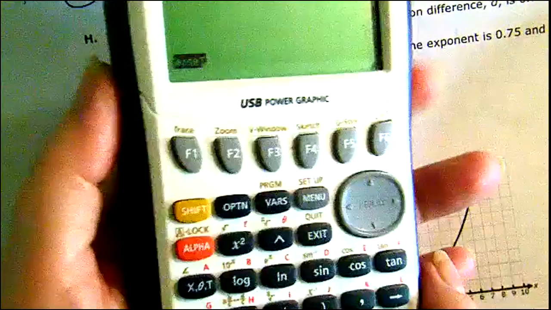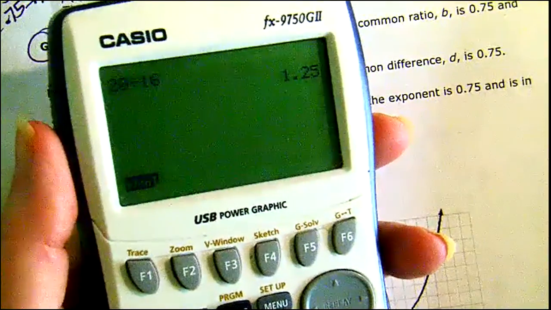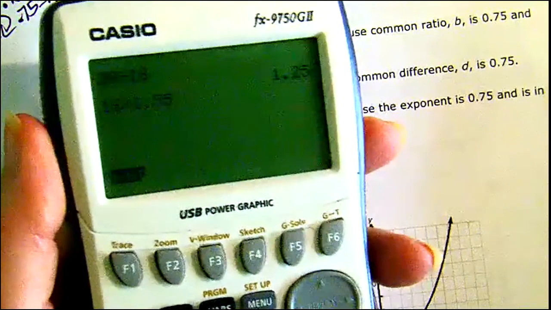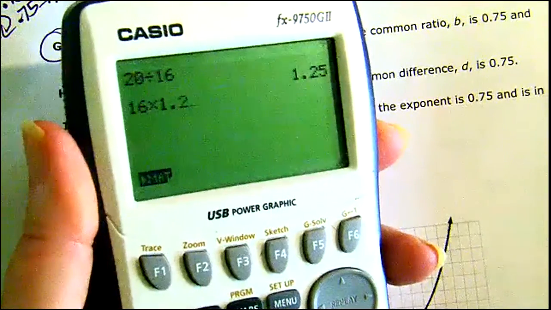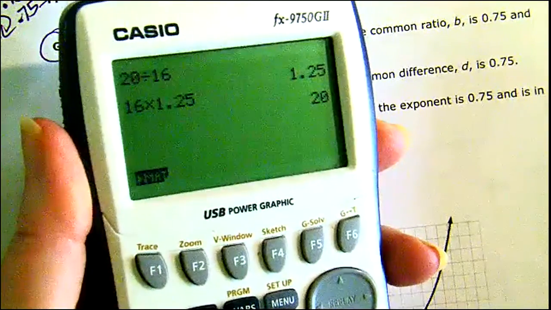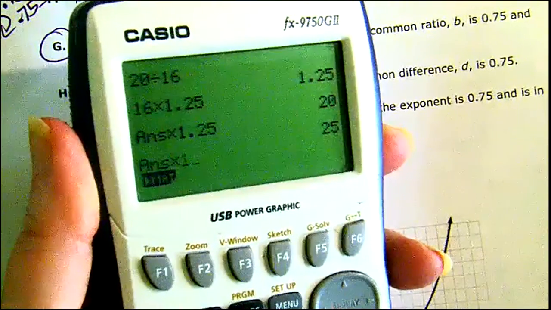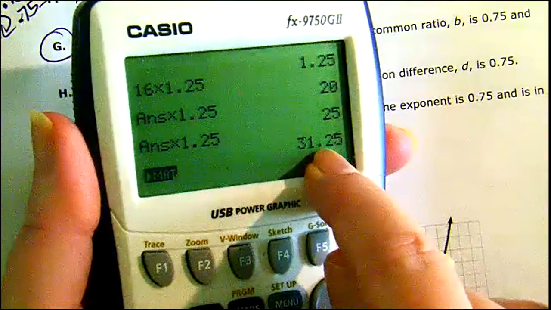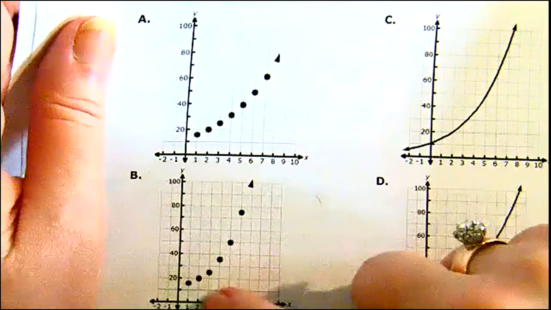Well, let me double check to see if that works for the 20 to 25. So if I go, let me start with my beginning number, 16 times 1.25. Oops. And I'm going to keep going. This should be 25. So the next number would be about 30. So these two are still very, very close.